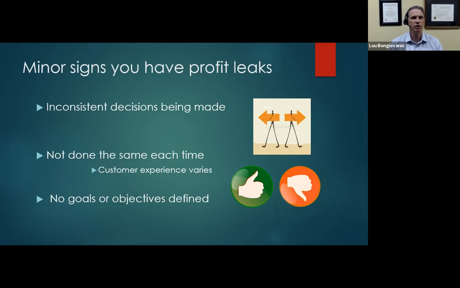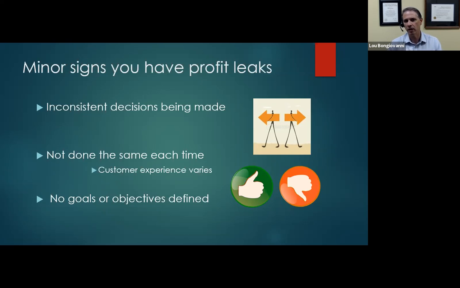Second, not done the same way each time. So let's shift more to production. Let's pick a restaurant. You have chefs or cooks there, and let's say a cook absent a set recipe that is followed consistently. If you have a cook making a certain dish one way and another cook making it slightly different, and let's say the portions are different and the costs relating to them are different, yet the price is the same for both, again, there's a potential for a profit leak there for sure.